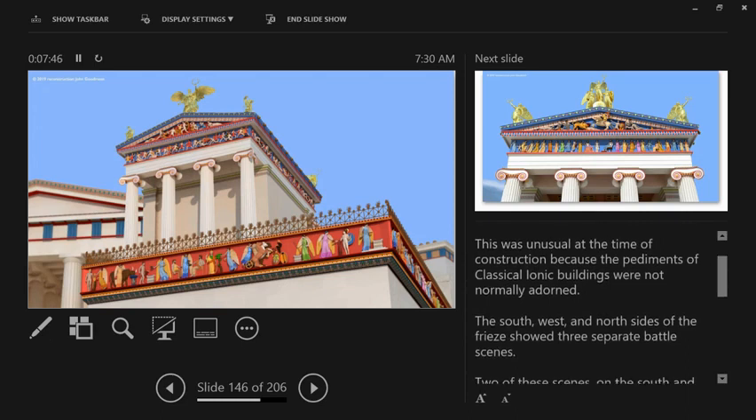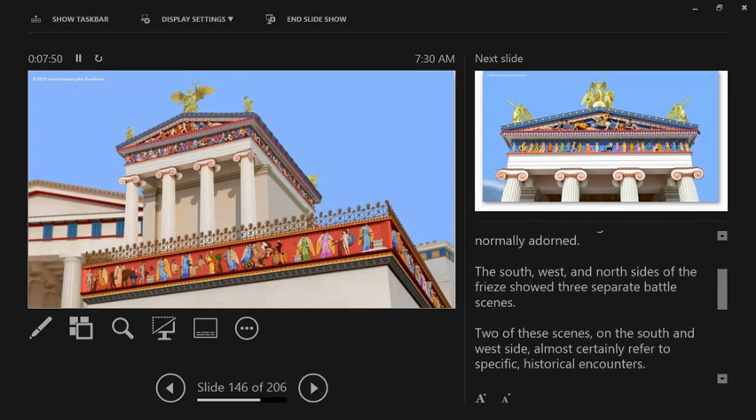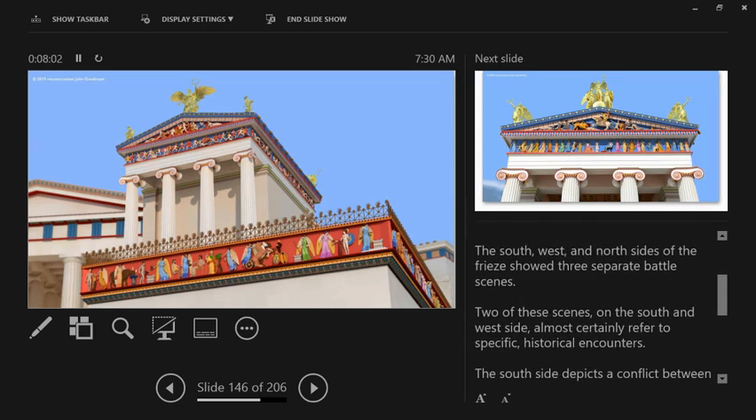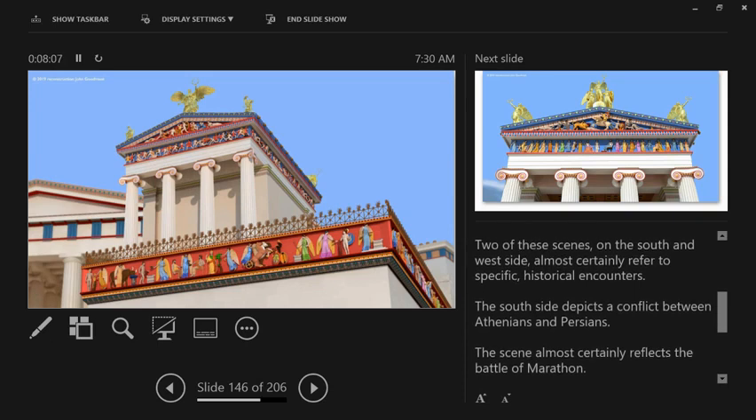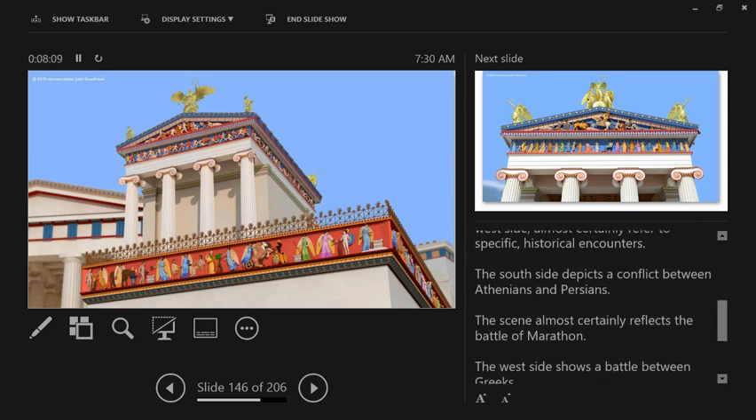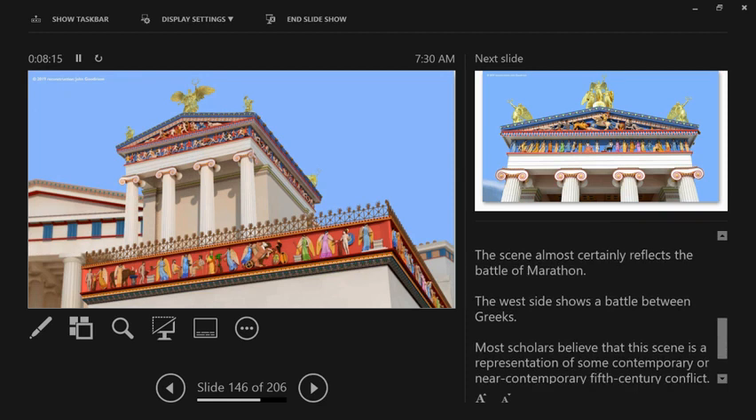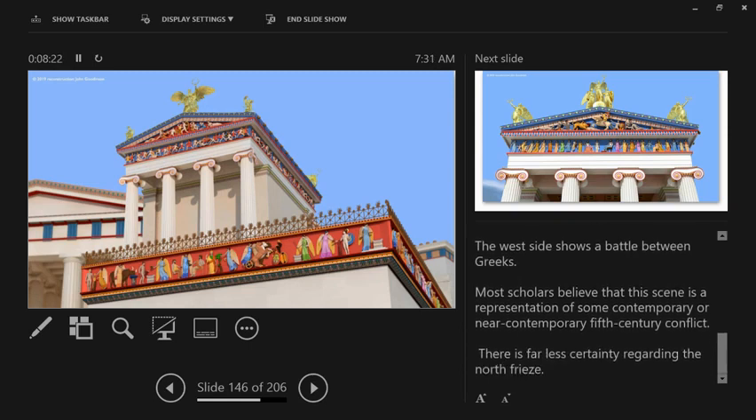This was unusual at the time of construction because pediments of classical Ionic buildings were not normally adorned. A true Ionic pediment would have no sculptures in them. The south, west, and north sides of the frieze showed three separate battle scenes. Two of these scenes on the south and west side almost certainly refer to specific historical encounters. The south side depicts a conflict between the Athenians and the Persians, and the scene almost certainly reflects the Battle of Marathon, which I'll talk about in a minute.